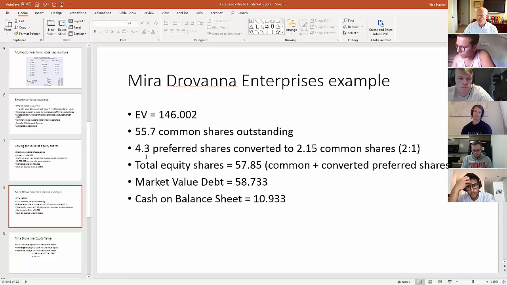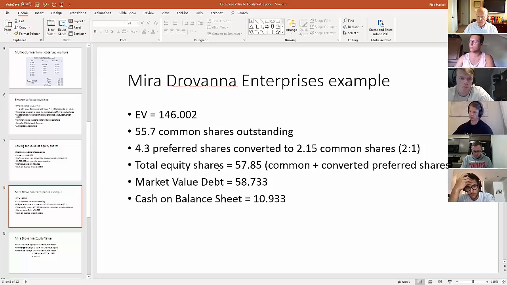So we simply take that 4.3 and divide it by 2 in this case. Or if it was 4-to-1, we would divide it by 4. So we get the equivalent number of common shares, or in this case, 0.15. The total of those then become the total equity shares, where we're using common and converted preferred. You follow me so far?